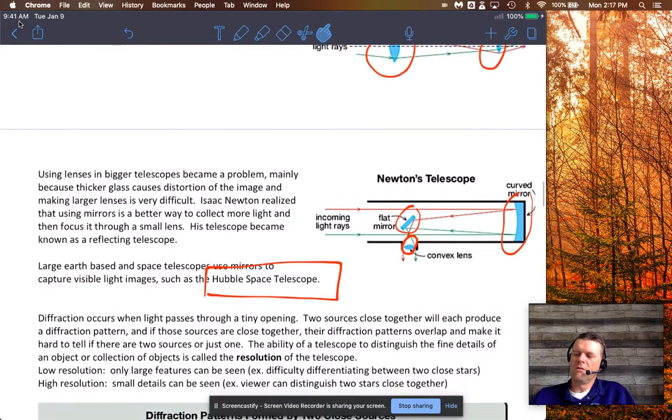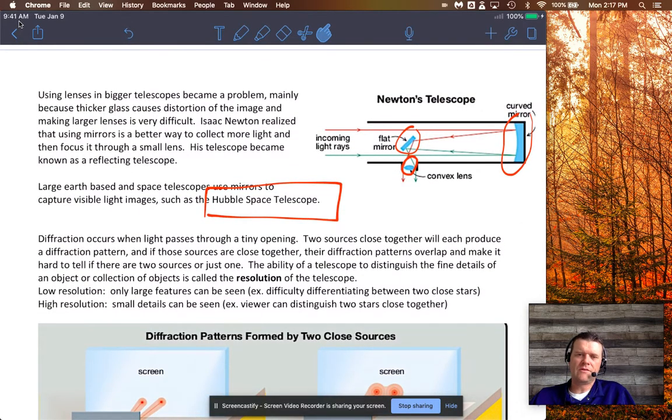So with any given telescope, though, there's an issue here with what's called resolution. And I'm not going to read all of this because I think you guys can follow that. The ability of a telescope to distinguish the fine details of an object or collection of objects is called the resolution. So with a low resolution telescope, you can only see large features. You can't differentiate between two objects that are close together, especially if you're looking at stars. Like if you had two stars that are really close together, with a low resolution telescope, you would look at it and you'd think it's just one star. A high resolution telescope allows you to see details between two close objects. So there, a viewer could distinguish between two stars that were close together.